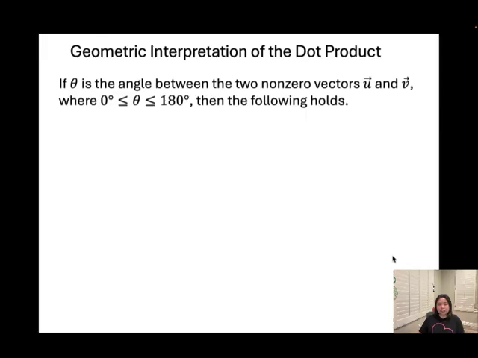If theta is an angle between two non-zero vectors u and v, and theta is between 0 and 180 degrees, then the following holds. You could find the cosine theta. Cosine theta is equal to the dot product u dot v over the magnitude of u times the magnitude of v.